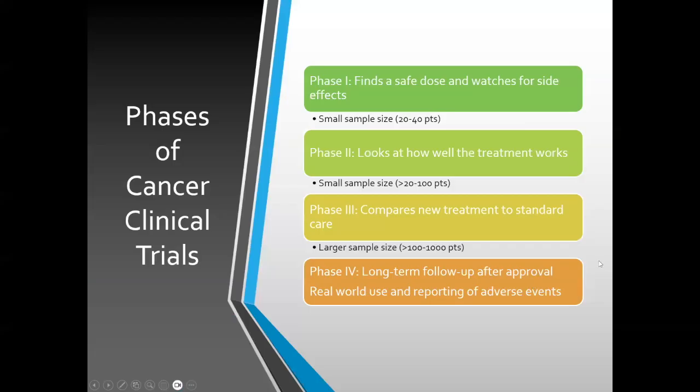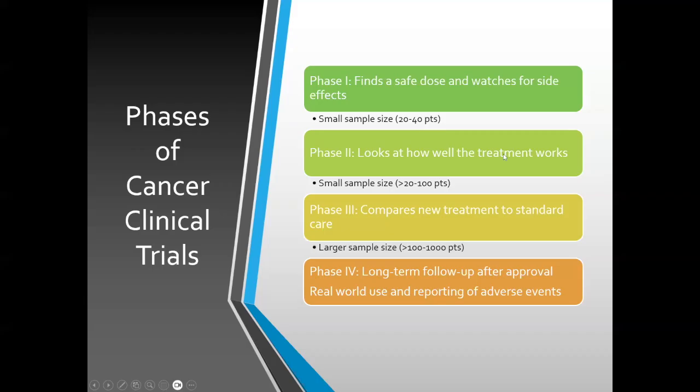So what are the phases of clinical trials? So I'm giving very general information here. Phase one essentially is trying to find a safe dose and monitoring for the side effects. This is, again, one of the earliest, you could call it first in human kind of study. The sample size here is small. You're talking about less than 50 patients potentially, where they're looking at side effects.